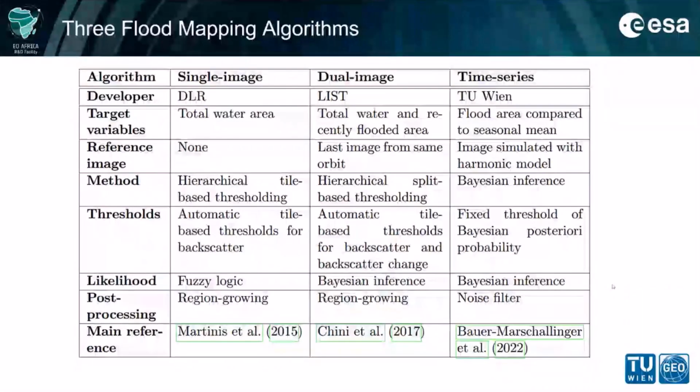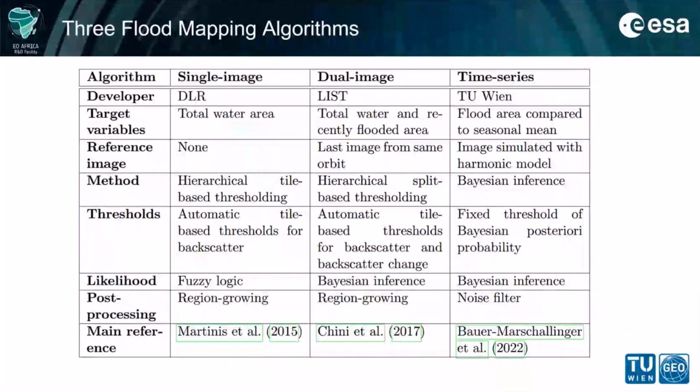The way the three algorithms deal with this is done in different ways. As I said, the three algorithms that we are using in the GFM service come from DLR, from LIST, and from TRVN, and they all have a different development history, thereby probing the information content of the data in different ways. The three algorithms also distinguish themselves by looking either at the total surface water area, or only looking at the flooded area, or trying to combine both of them.